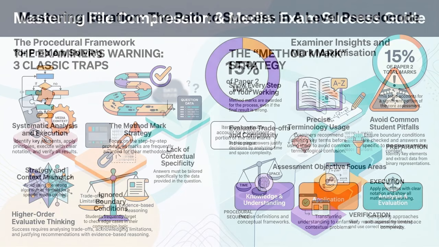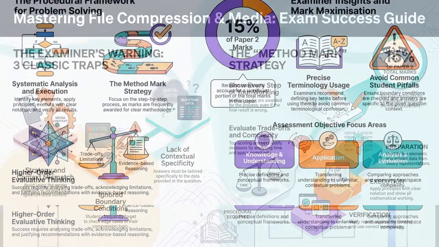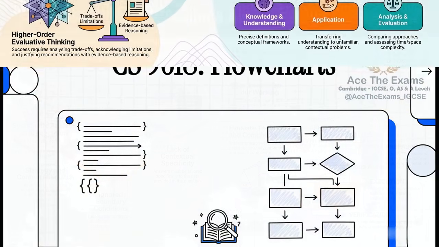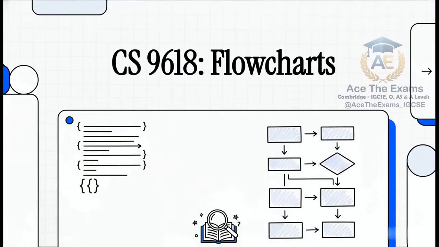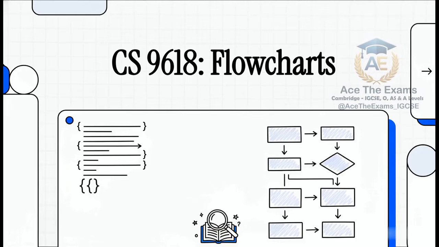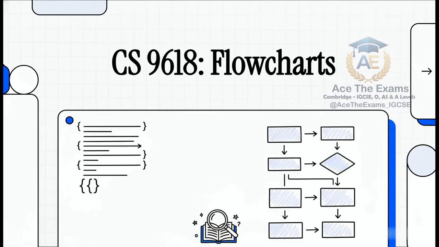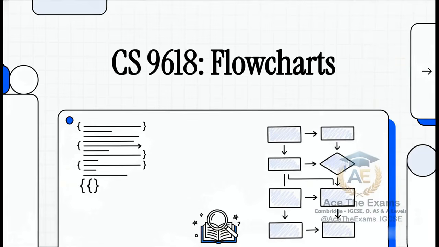Welcome to The Explainer. Think of me as your personal football strategist, but instead of the pitch, we are strategizing for the Cambridge Computer Science 9618 exam. Today, it's all about formation, tactics, and execution. We are mastering the absolute art of translating pseudocode to flowcharts.